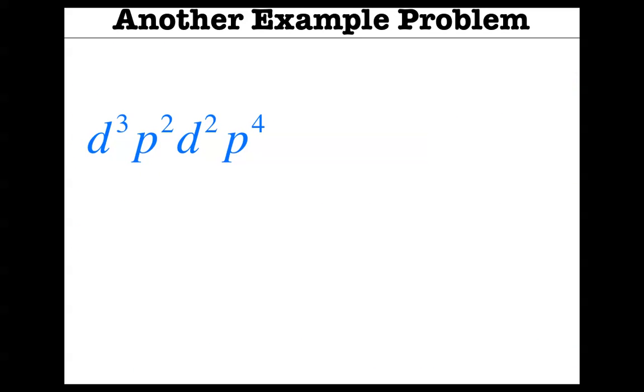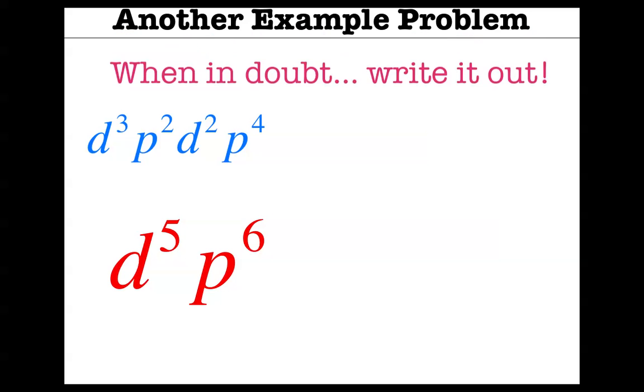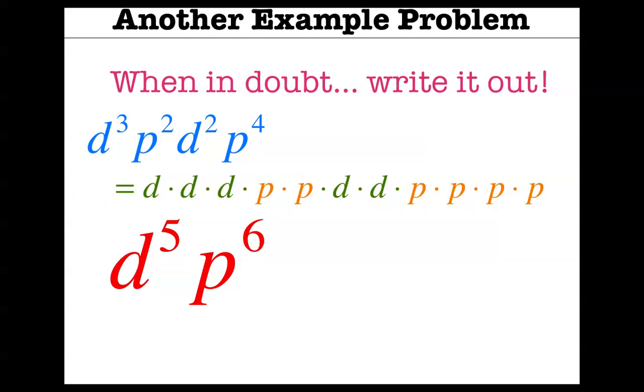Here's another example. Does it work when the letters are different? Sure. In this case, it's going to be d to the 5th and p to the 6th. Where did we get the 5 and the 6 as those exponents? Well, when in doubt, write it out. Notice we've got d cubed, so d times d times d, p squared, so p times p, d squared, which is d times d, and then p to the 4th, which is p times p times p times p. And if you look at the green, you've got 5 d's. And if you look at the orange, you've got 6 p's. So that's d to the 5th, p to the 6th, and that's your answer in this particular problem.